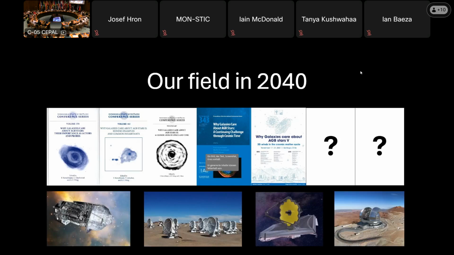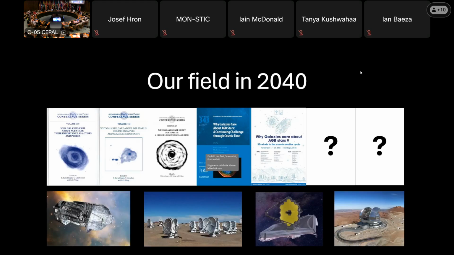We have 3 discussions during our meeting. 2 of the discussions are focused on the science presented in talks and posters, and this discussion here will look into the future of our instruments and tools.